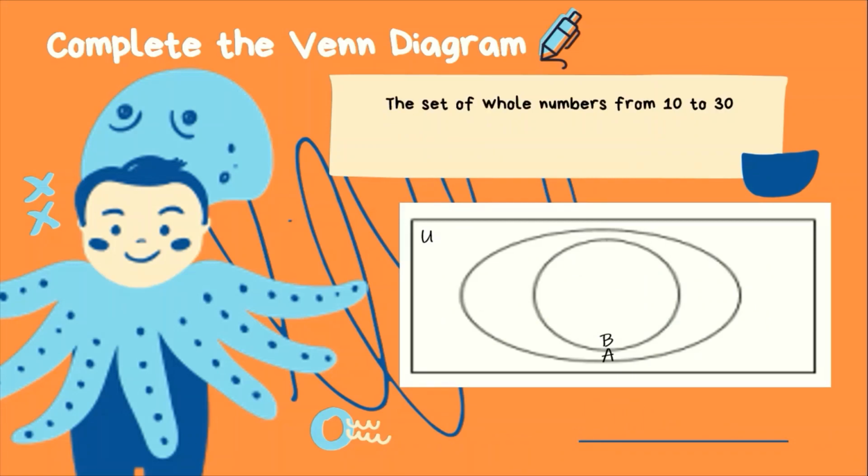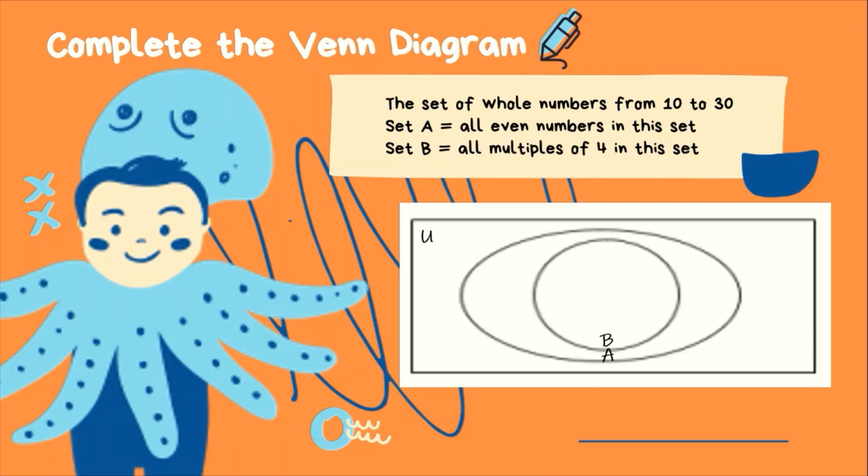Another one. Let's represent the set of whole numbers from 10 to 30. Set A is the set of all even numbers in this set from 10 to 30 lamang. While set B naman is for the multiples of 4 in this set. So let's start with set B. A multiple is the result of multiplying a number by another number but not 0. So start tayo sa set B.